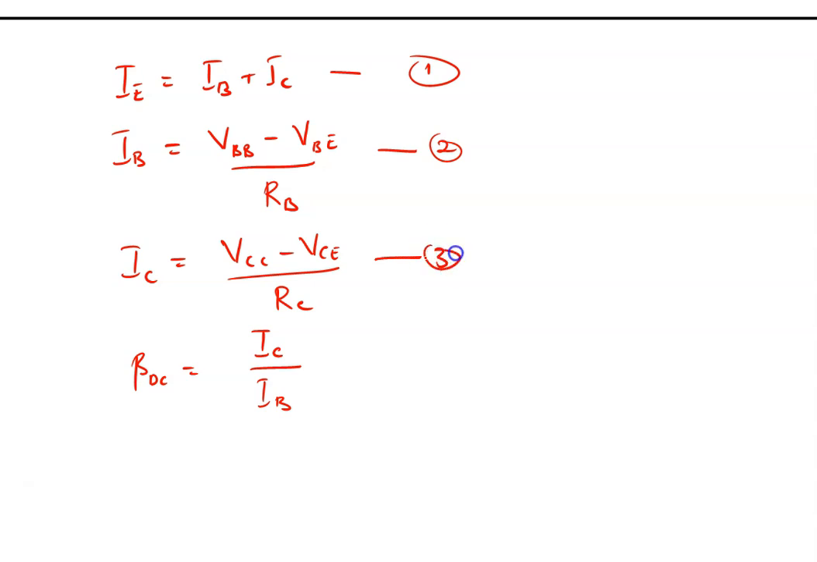So 3 and 4, right? Then alpha DC, which is another current gain for the transistor. Alpha DC is equal to the collector current over the emitter current. We should take note of these formulas very well if you are solving questions under transistors. All these ones are very, very important. As equation 1, equation 2, equation 3, equation 4.